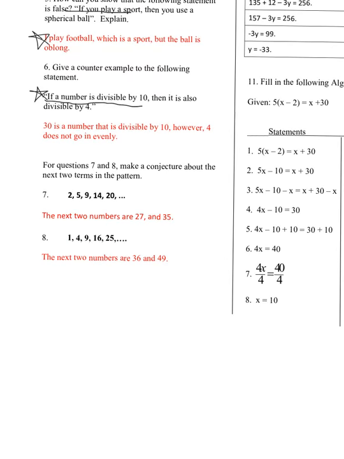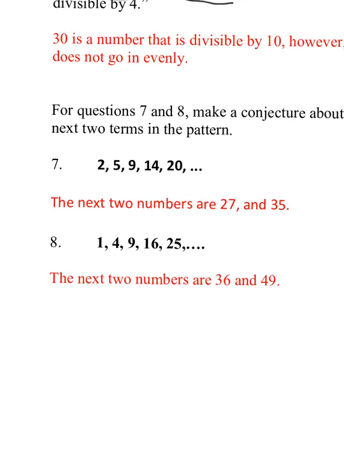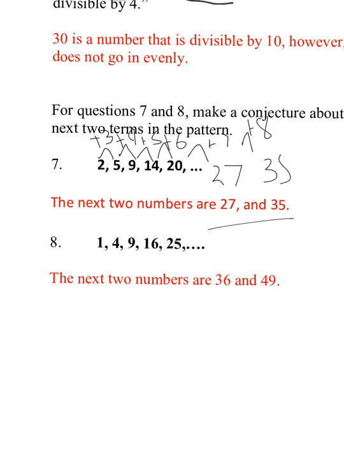7 and 8 are simply patterns. It's inductive reasoning. They shouldn't be super difficult patterns like this one: +3, +4, +5, +6. So, plus 7 is where we get 27, and that plus 8 is where we get 35. And there are the two numbers. Right, complete sentence. There you go.